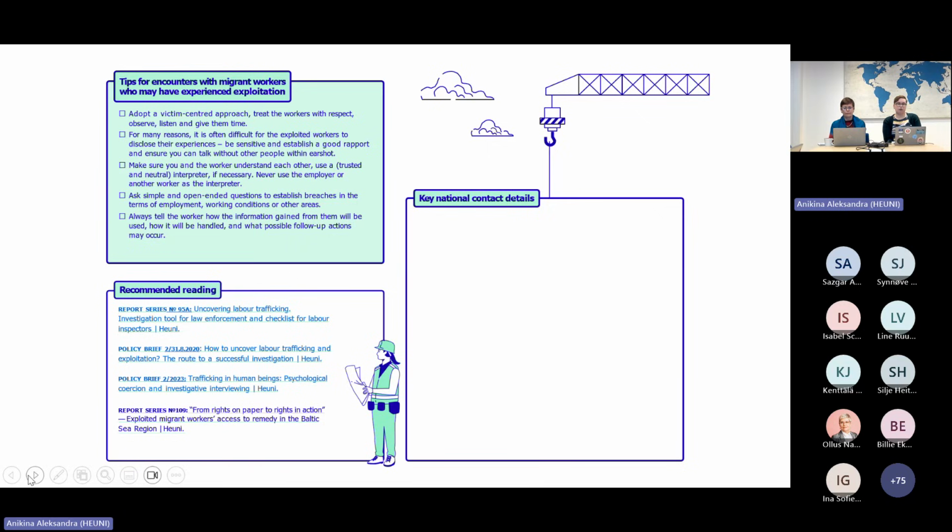Then we have recommended reading. So for each Nordic country, there will be a bit different depending on what kind of materials are available. And then also we are going to provide key national contact details to certain key authorities, to human trafficking support, and to key national NGOs and trade unions, for example. So these are going to be available in all of the Nordic countries, and really we hope that these will be very useful for anyone who is doing inspections, and to pay more attention to these kind of issues relating to occupational health and safety, work environment risks, and their interconnection to also issues of labor exploitation.